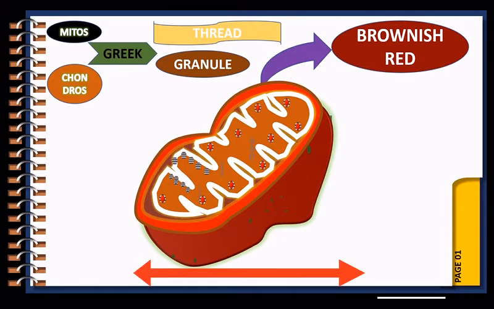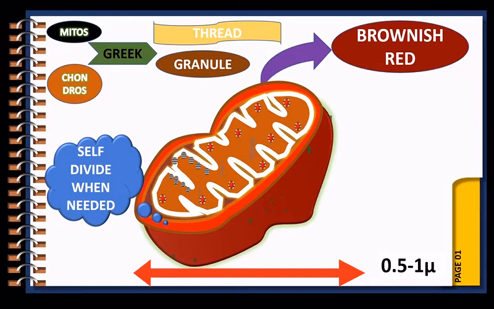Its size ranges from 0.5 to 1 microns, very small in size, and they self-divide when needed. It supports Dr. Margulis' endosymbiotic theory. At first, there was no oxygen, so only anaerobic organisms were present. When anaerobic bacteria or archaea ingested another organism, the organism somehow survived within the anaerobic archaea or bacteria, and they developed a symbiotic relationship. Thus, it created a greater advantage for that organism because it could survive in the aerobic environment.